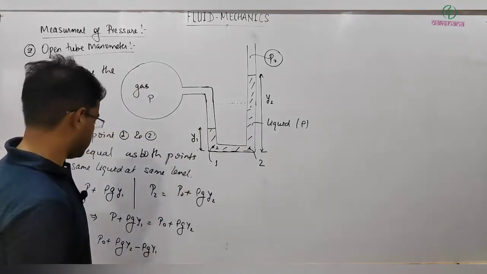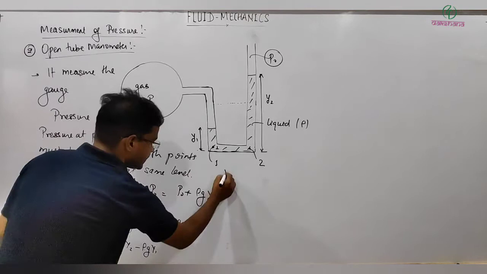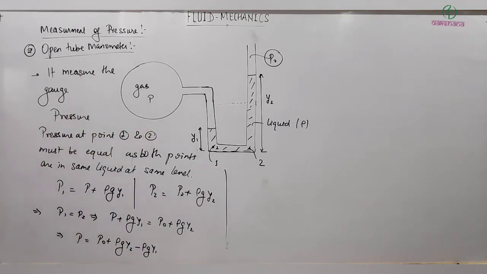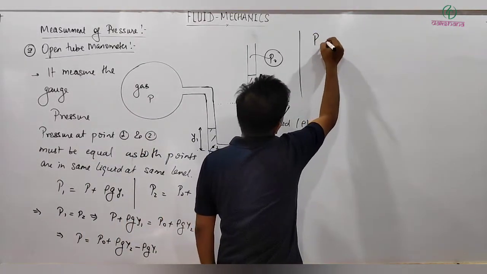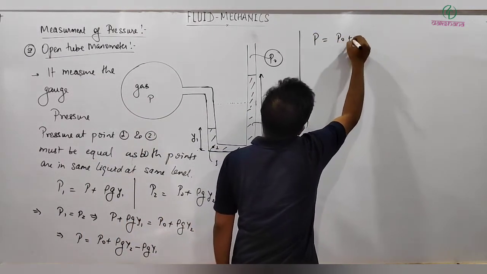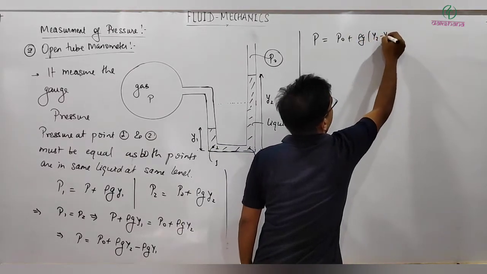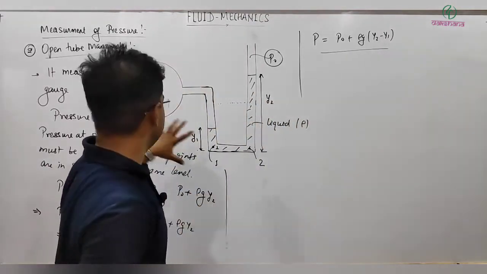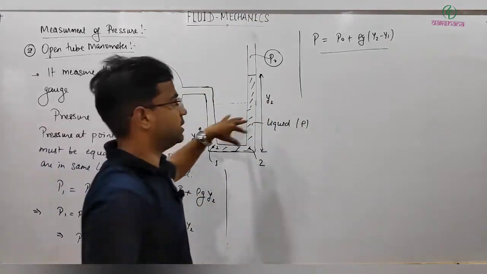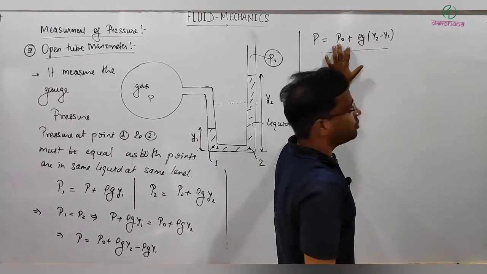All right, so up to here, and this can be further rearranged. So the absolute pressure is equal to P naught plus rho g times (y2 minus y1). So if we want the absolute pressure, it can also be measured from here, because rho and the difference in height can be measured easily, and P naught we already know.